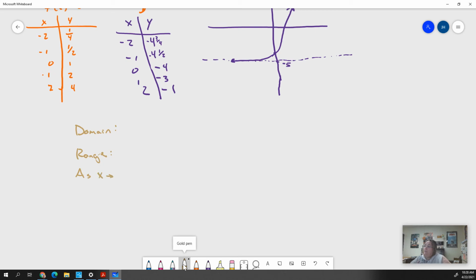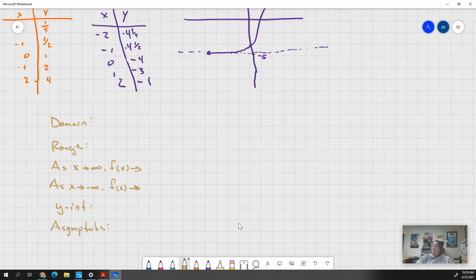As x approaches infinity, f of x does what? As x approaches negative infinity, f of x does what? Y-intercept and asymptote, right? Those are the things that we need to figure out. And our graph shows them to us, right?